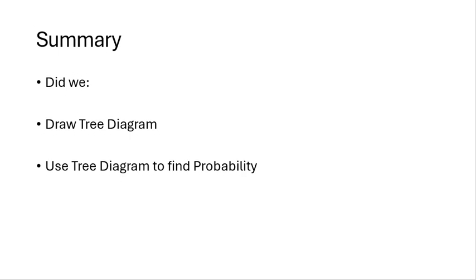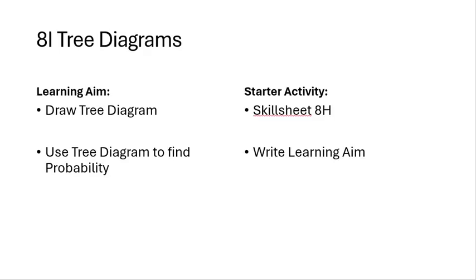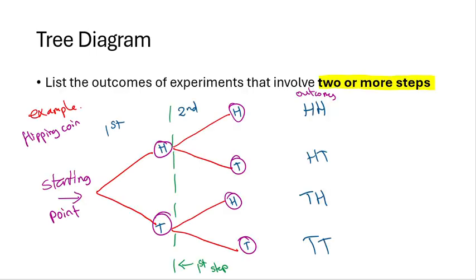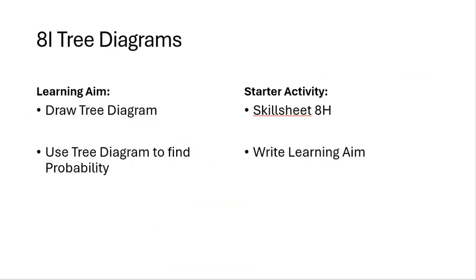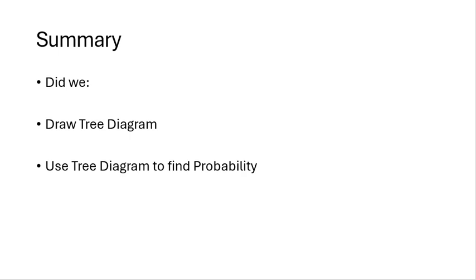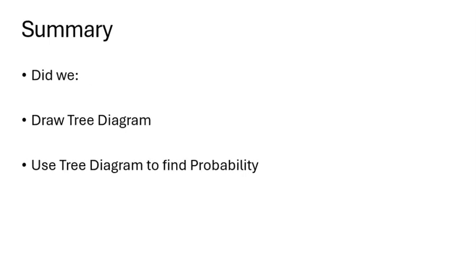Let's summarize this whole chapter. Did we satisfy our learning aim here? We learned how to draw a tree diagram, so that's a check off. And after that, we've also satisfied using the tree diagram to find probabilities of such events. So that's tree diagrams summarized in a nutshell.